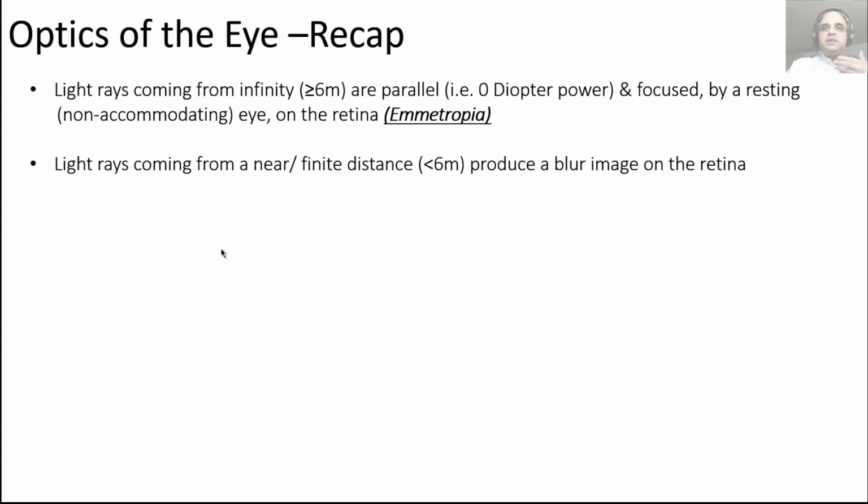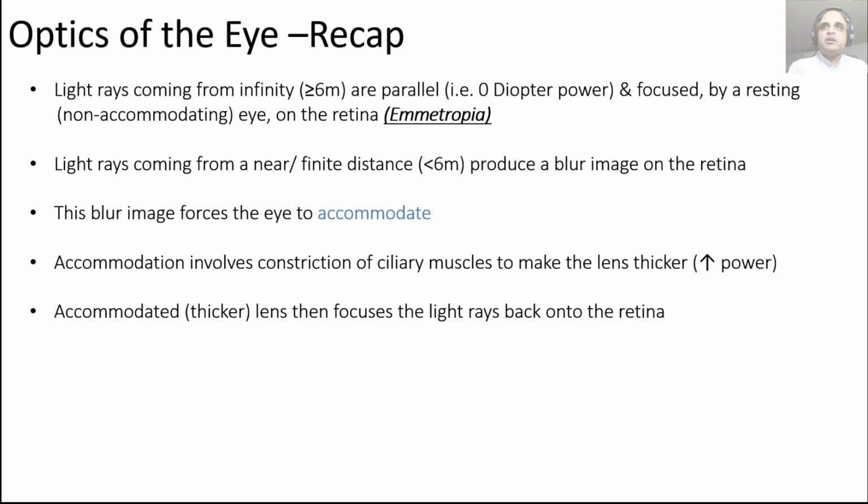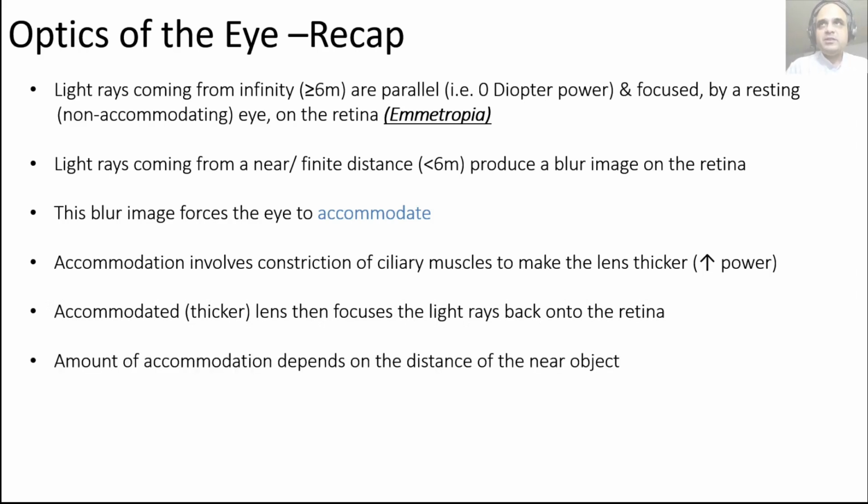Light rays coming from near or a finite distance, less than 6 meters, produce a blur image on the retina, and this blur forces the eye to accommodate. It forces because it's an autonomic response. Accommodation involves constriction of ciliary muscles, which makes the lens thicker. Remember, accommodation reflex is accommodation plus pupillary constriction plus convergence, but accommodation by itself is just increasing the thickness of the lens to increase its power. Accommodated lens is able to focus the light rays back on the retina.